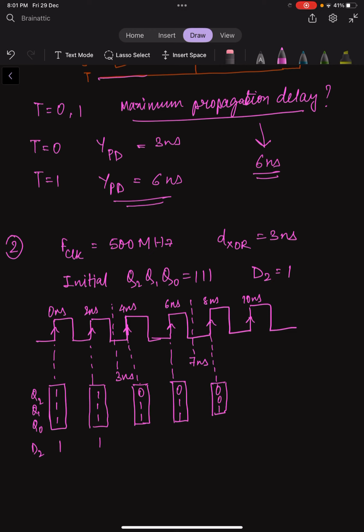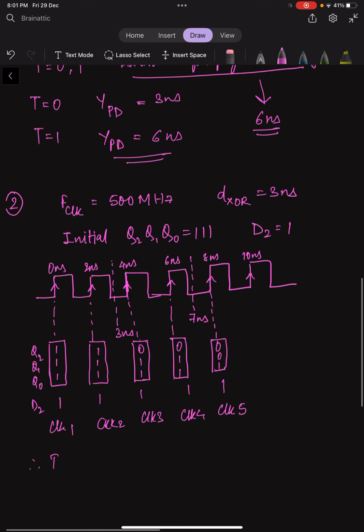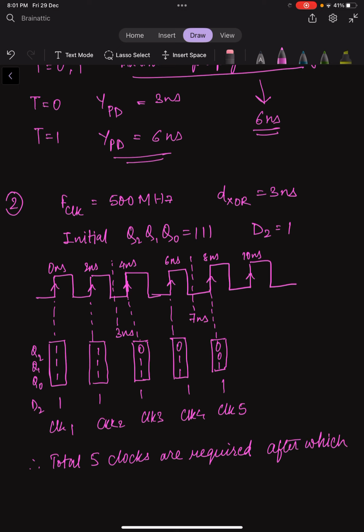If we count the number of clock pulses which have been taken so far, this is clock 1, this is clock 2, this is clock 3, this is clock 4 and this is clock 5. Therefore, a total of 5 clocks are required, after which the outputs Q2, Q1, Q0 become 100.